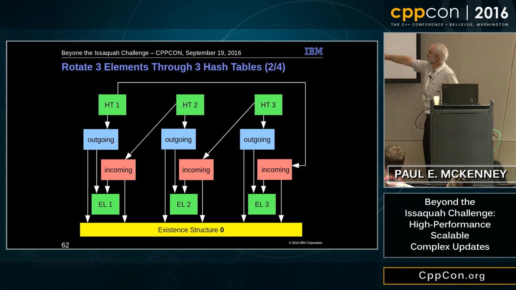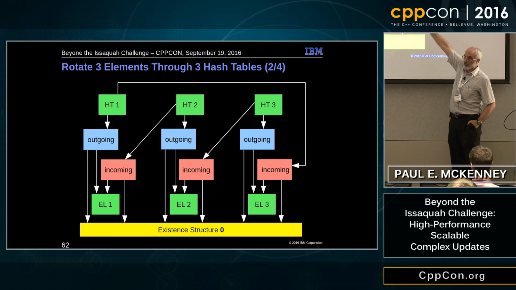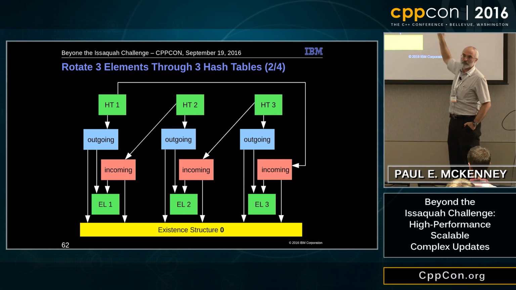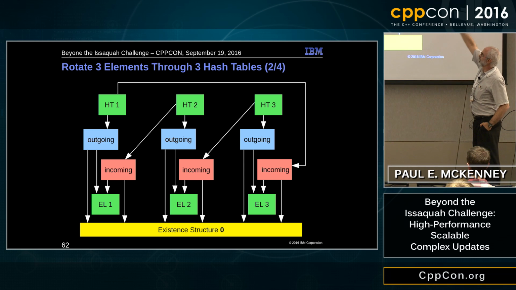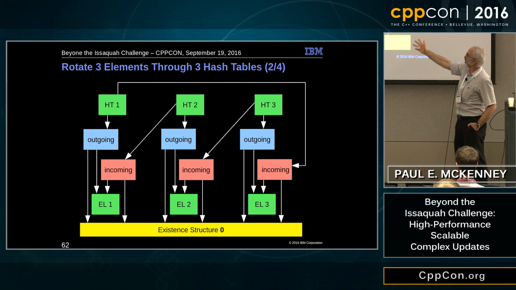And we have the existence structure down here. It says 0. That means the things that are outgoing, which have a 0 on the bottom of their pointer, exist now. The incoming ones, which are tagged with 1 at the bottom of their pointer, don't. That's why they're red. So if you look up in hash table 1, you'll find element 1. You won't find element 3 because it's marked as not being there with that red incoming guy.